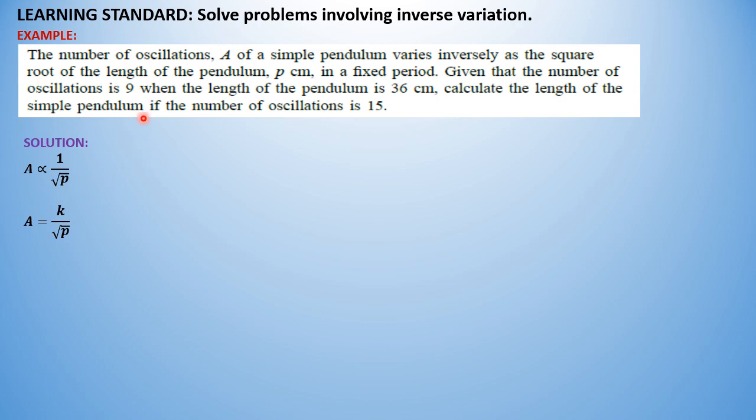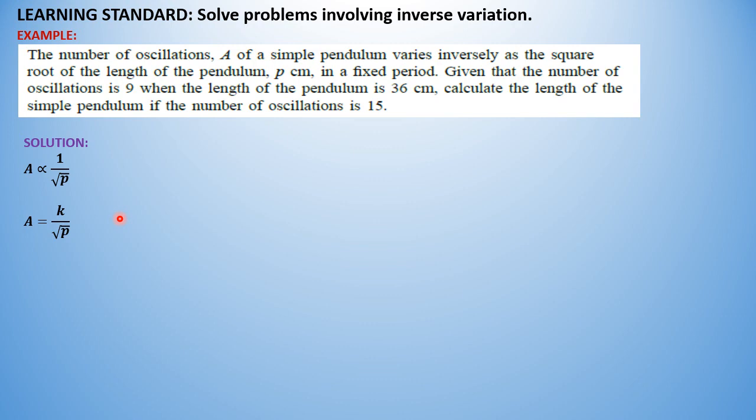After you write the variation relation, you have to change the variation relation to equation form. So equation form should be like this. A equal to K over square root, okay, square root of P. K always at numerator, okay? A equal to K over square root of P.